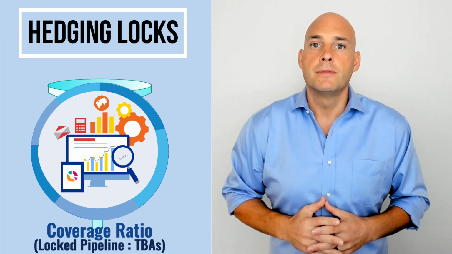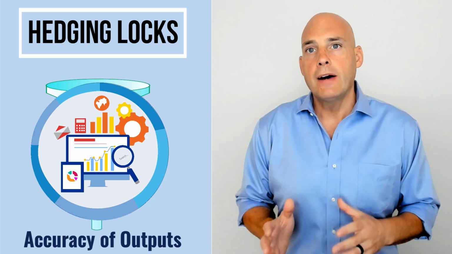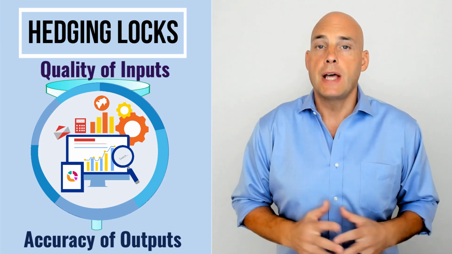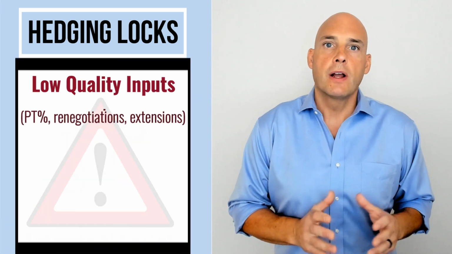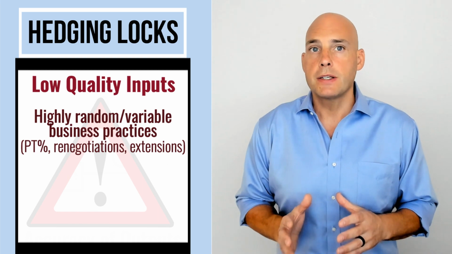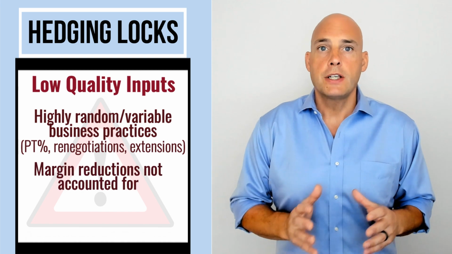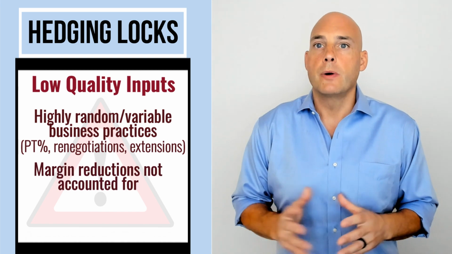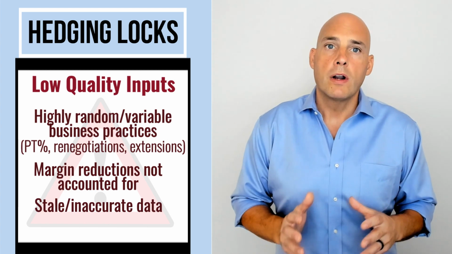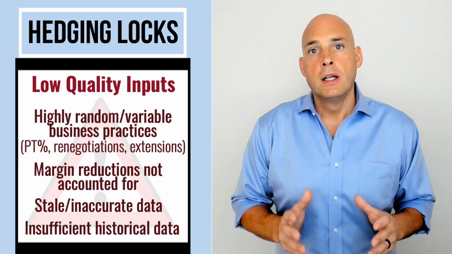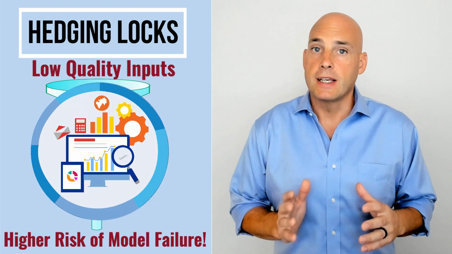The one major point I want to make is that a model's analytical outputs are highly dependent on the quality and accuracy of the input data it receives. Even if it's a world-class hedge model, in cases where there's a high degree of randomness or variability in the lender's business practices around things like pull-through, renegotiations, and extensions, renegotiations and other margin reductions aren't tracked or adequately accounted for, stale or inaccurate data is fed in from the pipeline, or if insufficient historical data is available, like there was material change in the lender's business practices, the probability of the model failing is significantly increased.